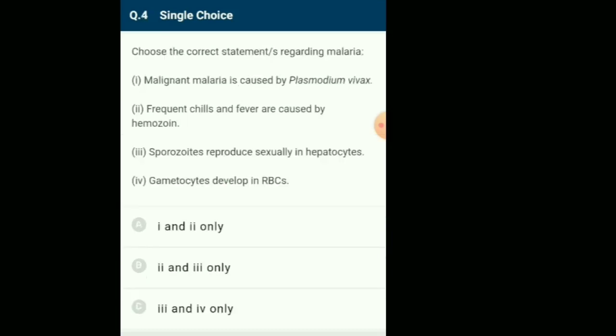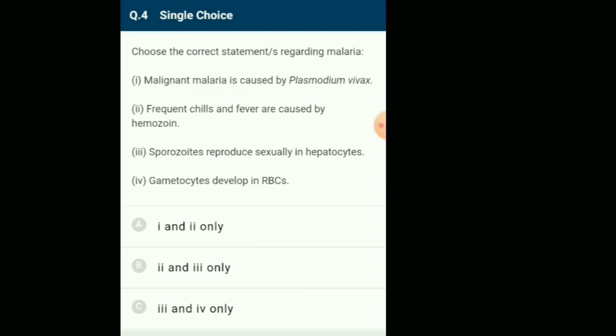Question number 4. Correct statements regarding malaria. Here 4 statements are given. Malaria is caused by the protozoan parasite Plasmodium. Human malaria is caused by 4 different species of Plasmodium: Plasmodium falciparum, Plasmodium malariae, Plasmodium ovale, and Plasmodium vivax. Plasmodium falciparum is a unicellular protozoan parasite of humans and the deadliest species of Plasmodium that causes malignant malaria in humans. Hemozoin is a disposal product formed from the digestion of blood by Plasmodium that brings about chills.